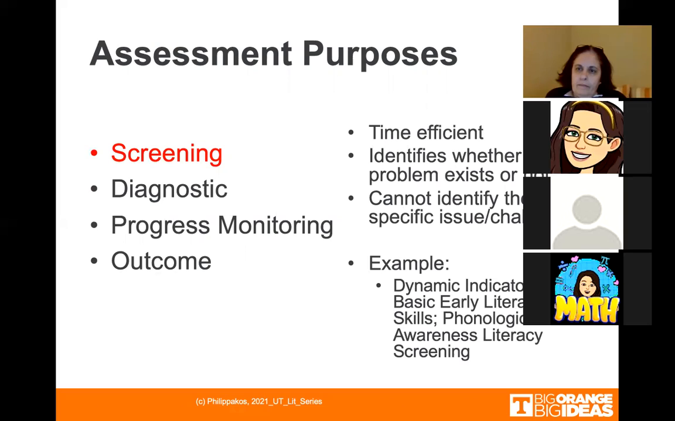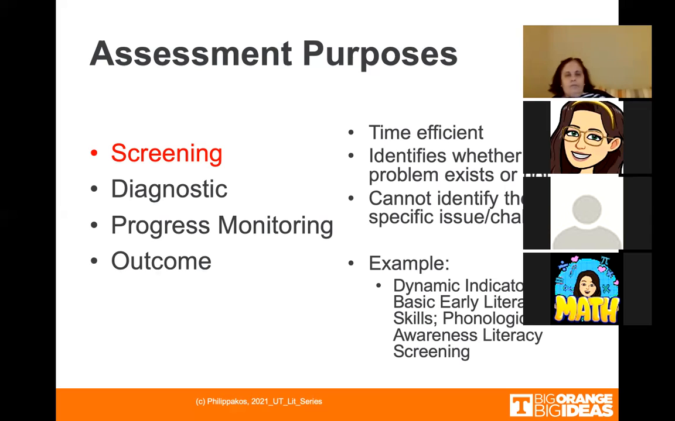So a screening measure is universal, is for everyone, and can happen across the year. Usually it's beginning and middle of the year, and it just tells me whether someone's performing as expected according to the grade level expectations. An example of that will be the Dynamic Indicators of Basic Early Literacy Skills, what we call DIBELS assessment, or the Phonological Awareness Literacy Screening, the PALS measure.